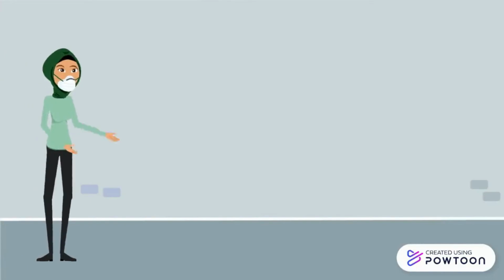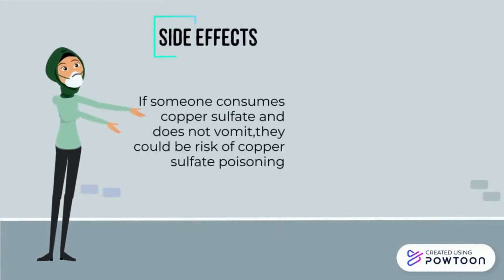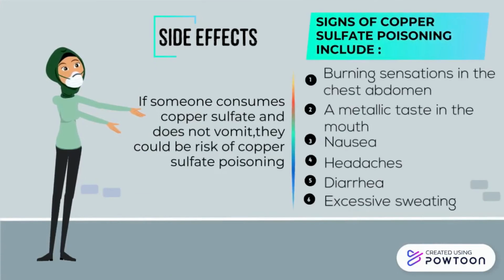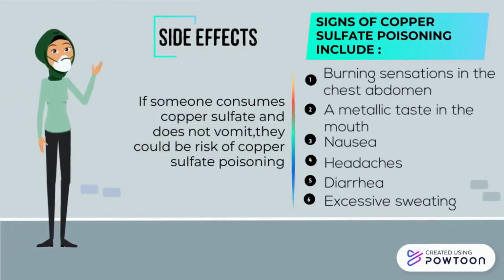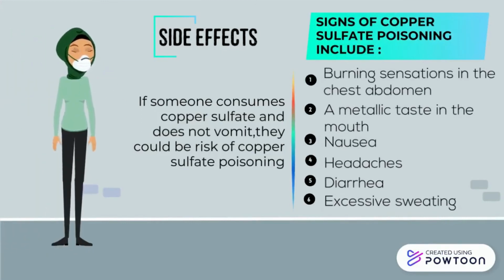If someone consumes copper sulfate and does not vomit, they could be at risk of copper sulfate poisoning. The signs of copper sulfate poisoning include a burning sensation in the chest or abdomen, a metallic taste in the mouth, nausea, headache, or diarrhea, which may have a blue or green color to it from the compound's hue, or excessive sweating.